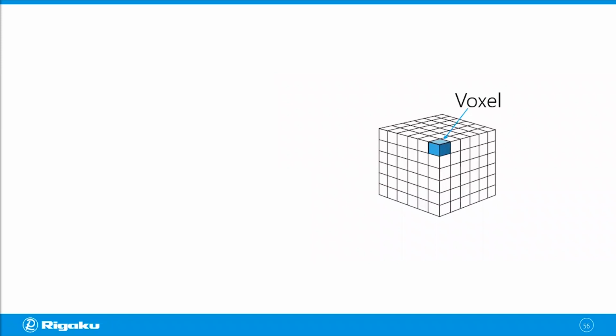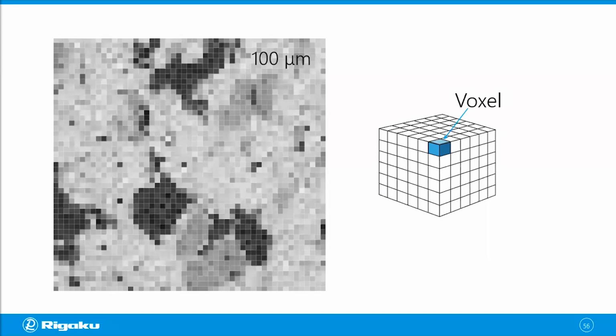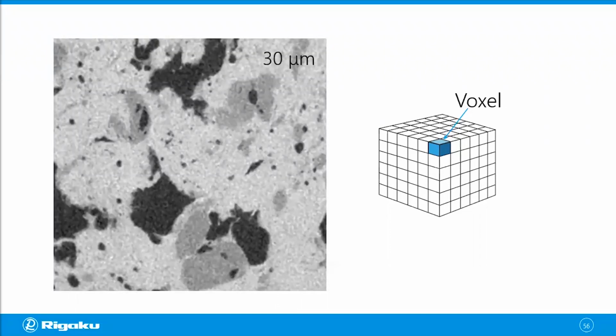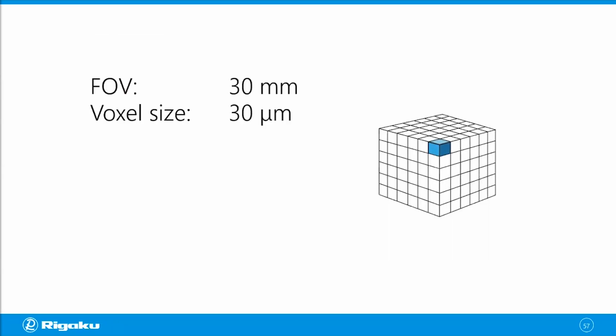Now, let's think about the resolution next. So the voxel size, that is your resolution. And let's say that we're going to try 100 microns. Then it would look like this. We can see different phases, but this looks pretty pixelated. So we probably want a little bit higher resolution, like 30 microns. So this looks a lot better. So let's go with 30 microns. So we have parameters as FOV 30 millimeters and the voxel size 30 microns. And this is not that high of a resolution, so you can use the cone beam geometry.